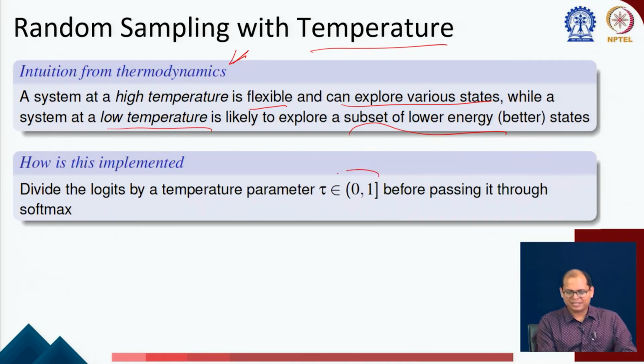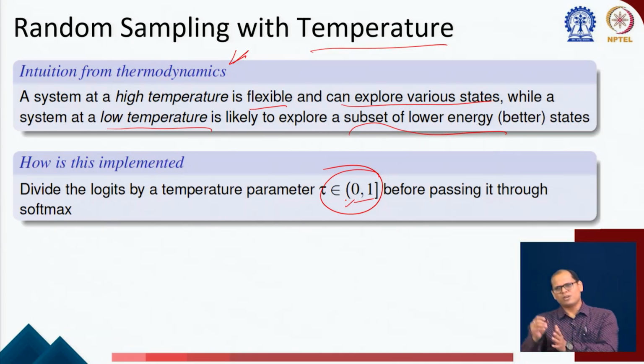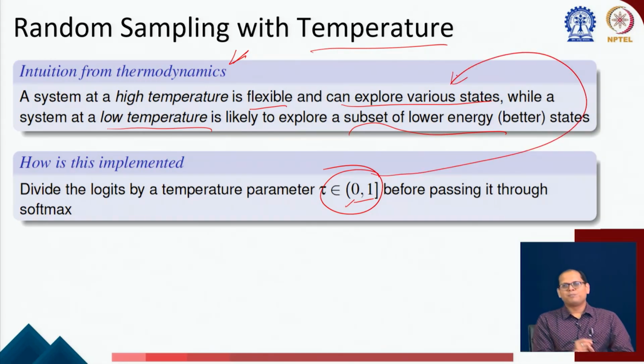This temperature parameter can be between 0 and 1. The interval is open at 0, so you don't put exactly 0, but you can put a small value up to 1. At 1, you would explore much more of the vocabulary, and close to 0, you will explore a very small subset of your vocabulary. Actually, close to 0, that becomes very similar to greedy decoding.